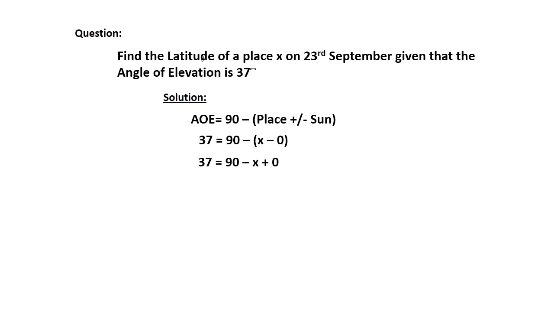So 37 degrees is equal to 90 minus x plus 0. 37 is equal to 90 minus x. Here we make 37 cross over, and x will cross over too, so x is equal to 90 minus 37. Our answer will be x is equal to 53 degrees. So the latitude is equal to 53 degrees.